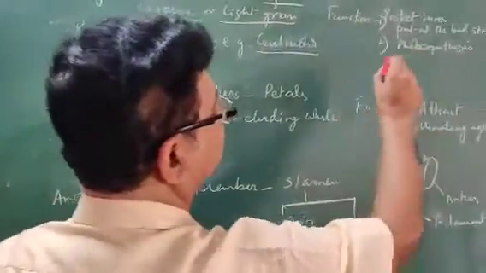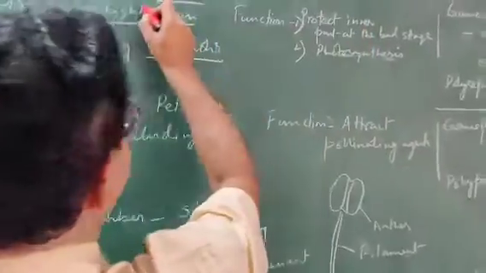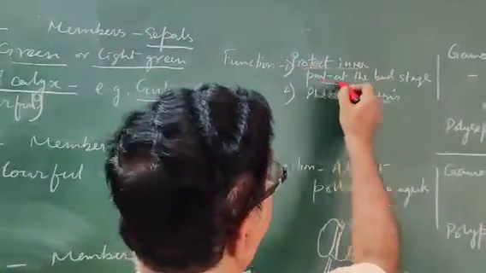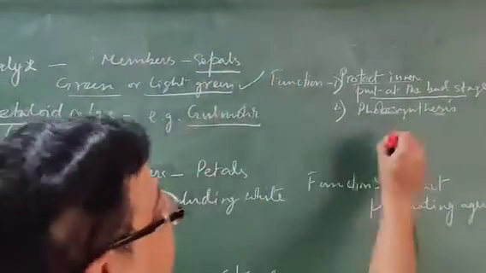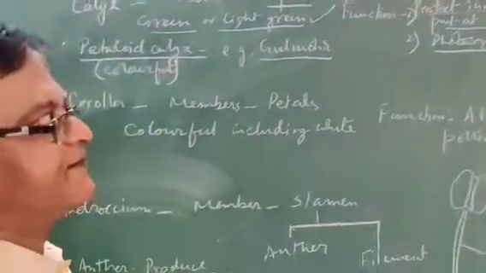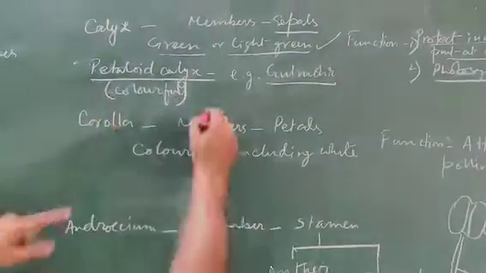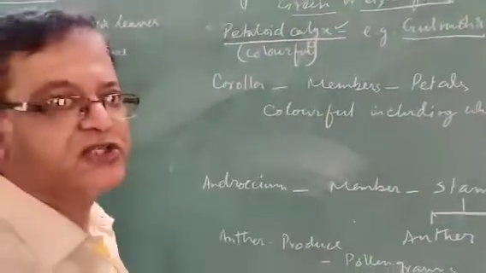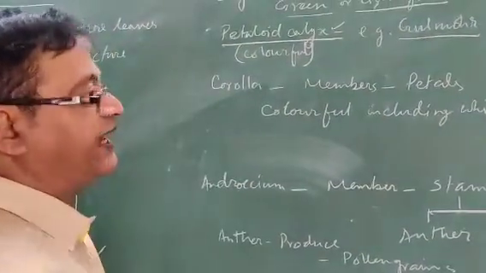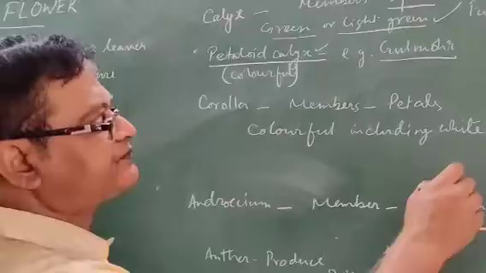What is the function of this part? The calyx usually protects the inner part at the bud stage, and since they are green in color, they also perform photosynthesis. In case of petaloid calyx, they also attract pollinating agents. So they help in pollination.